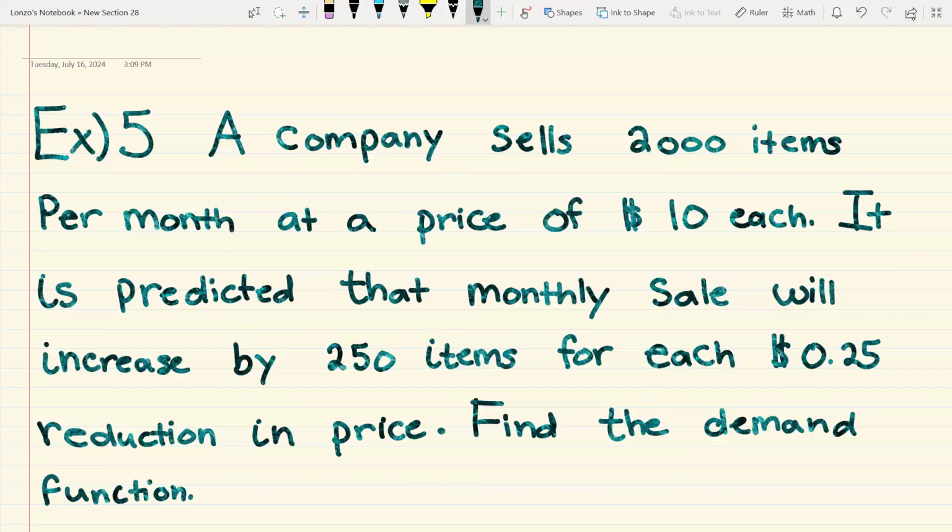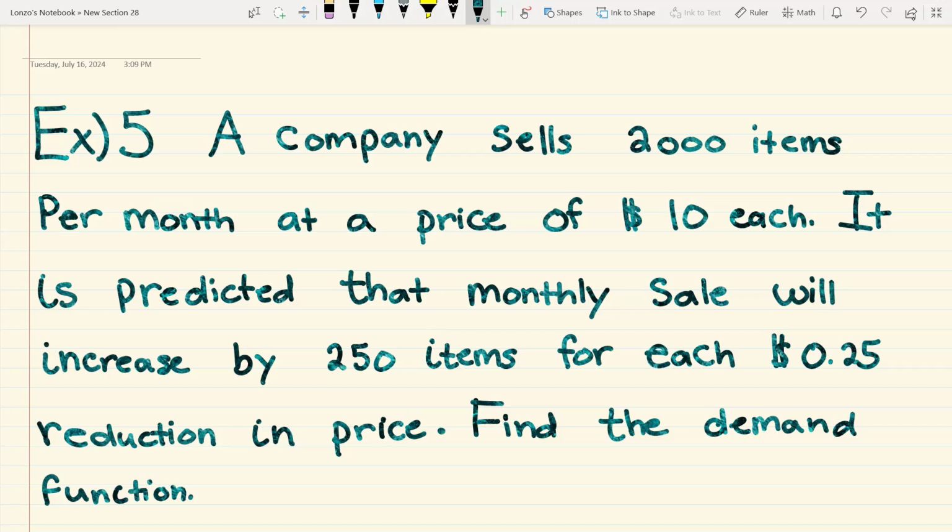So in this video, I will do example 5 of demand function. Example 5 says a company sells 2,000 items per month at a price of $10 each. It is predicted that the monthly sale will increase by 250 items for each 25 cents reduction in price. Find the demand function. So what they're saying is if you decrease the price by 25 cents, you'll sell more items, about 250 items more.